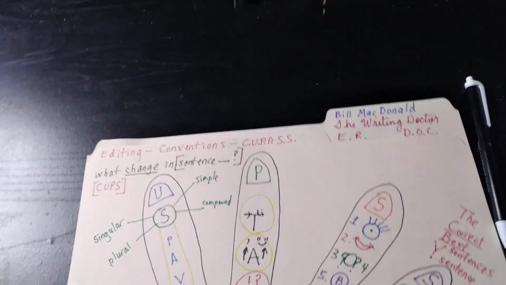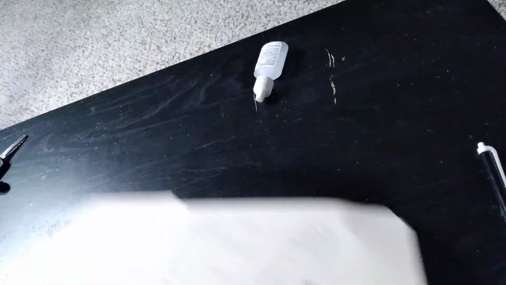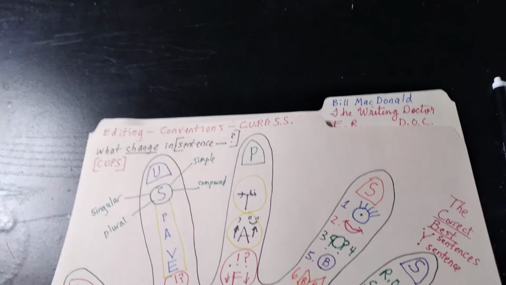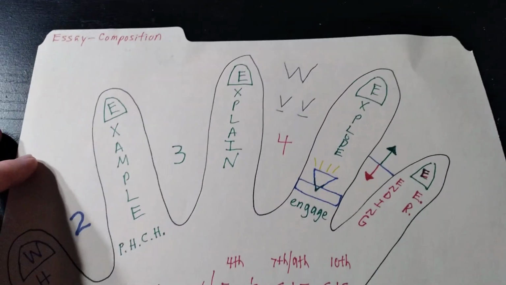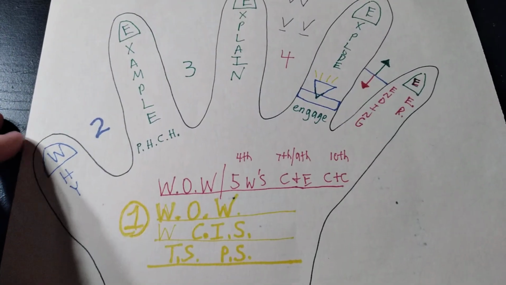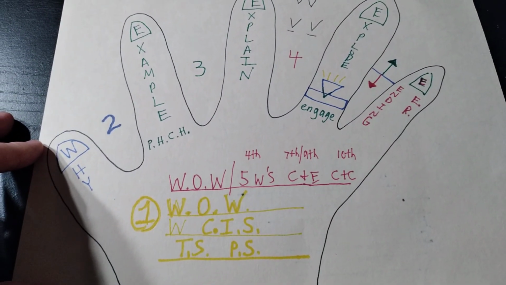So without further ado, you'll flip the folder over to the opposite side so that the two E's, editing and essay, the composition, the expository, are going to be on opposite sides on the outside.